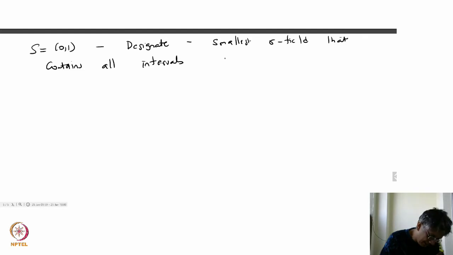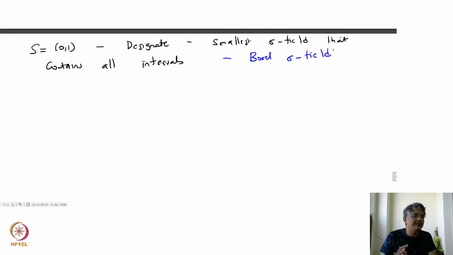So this sigma field has a name. This is called the Borel sigma field. So that will be our event space when S is 0, 1. It will be the smallest sigma field that contains all intervals. This will be our event space.